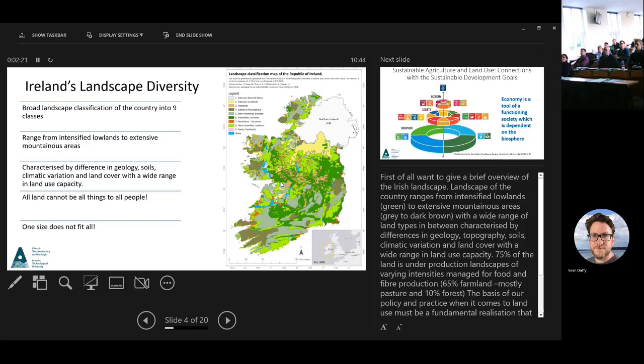All these different land types and everything in between are characterised by differences in their geology, soils, topography, and a wide range of climate variations as we move from the mountains in Connemara, where we've over 3 metres of rainfall, to the southeast, where we have around 800 millimetres of rainfall. And these all have a wide range of land use capacities.